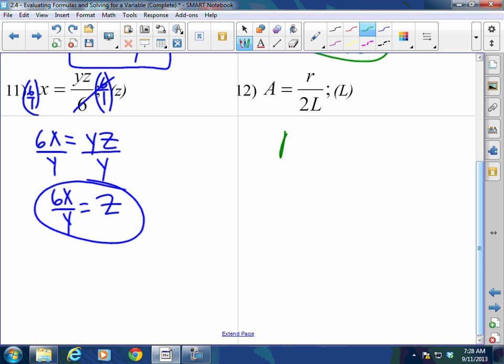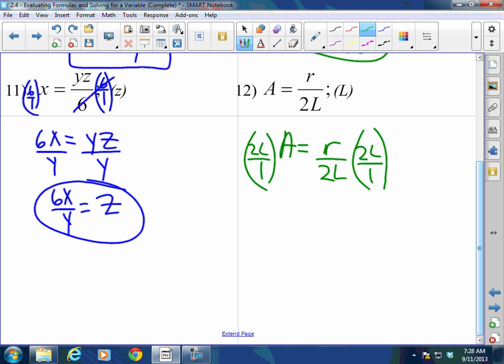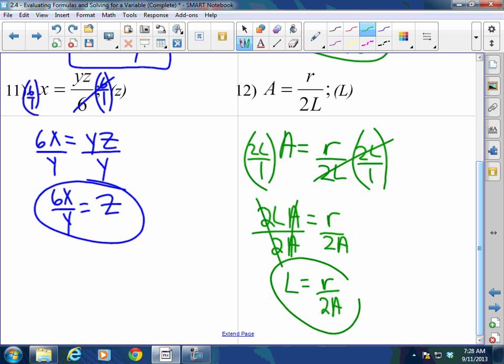I got A equals R over 2L. I got 2L in the denominator here, guys. That's not going to work for me, so I've got to get it to the numerator. So I'm going to multiply 2L over 1 to both sides. So I'm going to have 2L times A equals, the 2L's cancel, R. I've got to solve for L. 2 is being multiplied to L, and A is being multiplied to L. I cancel multiplication with division, so I'm going to divide by 2A on both sides. The 2's cancel, the A's cancel, L equals R over 2A. Done.